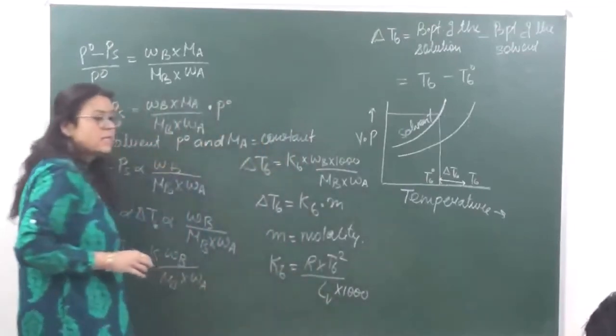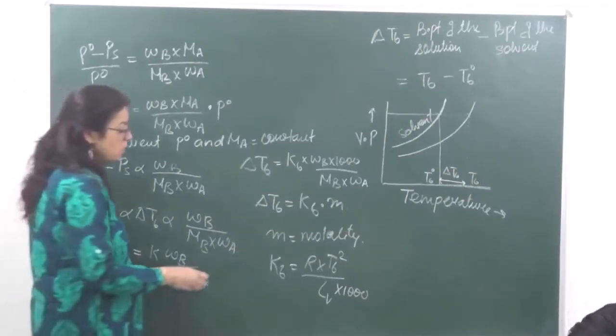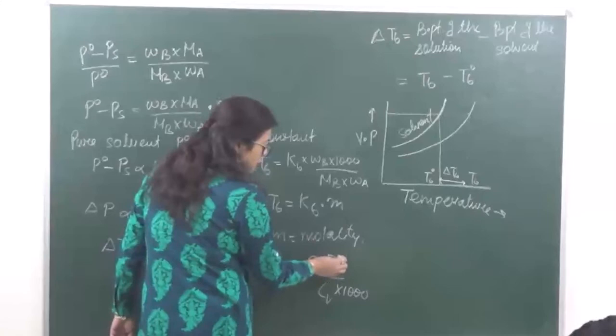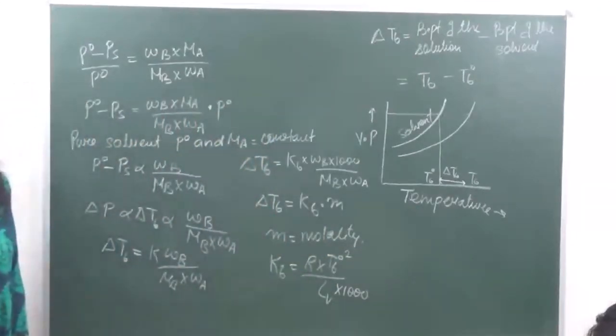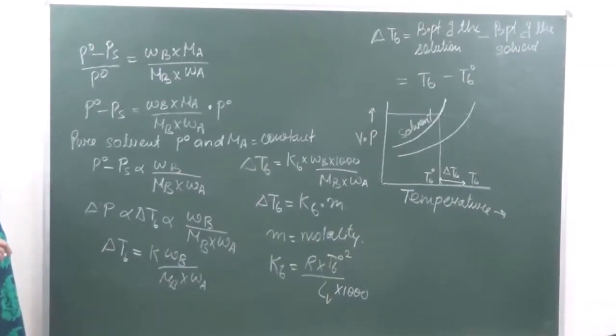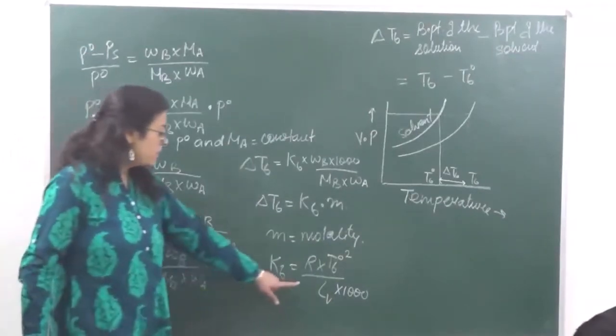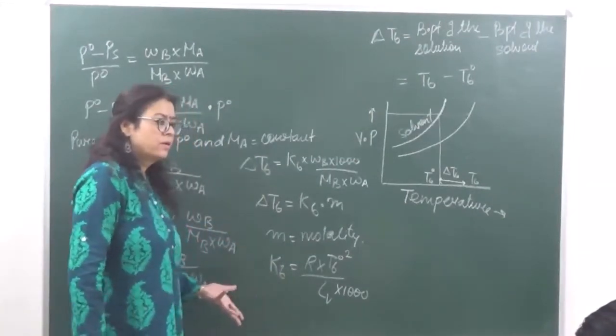Where R is equal to the gas constant. TB is going to be equal to what? It is the boiling point of the solvent. So if we are taking the solvent over here, you can also take TB naught, right? And LV over here is the latent heat of vaporization of the liquid.